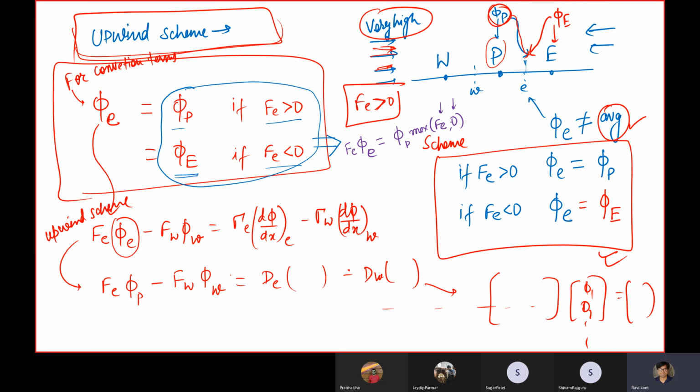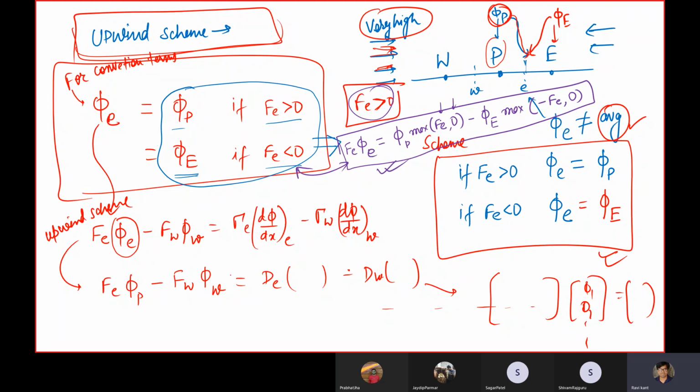If Fe is greater than 0, this max function will take Fe. So your function will be Fe phi e is equal to Fe phi P, and the leftover term is phi capital E times max of minus Fe, 0. So this is the whole function you may use, or alternatively you can use the earlier form. In textbooks they usually use this, but both mean the same.